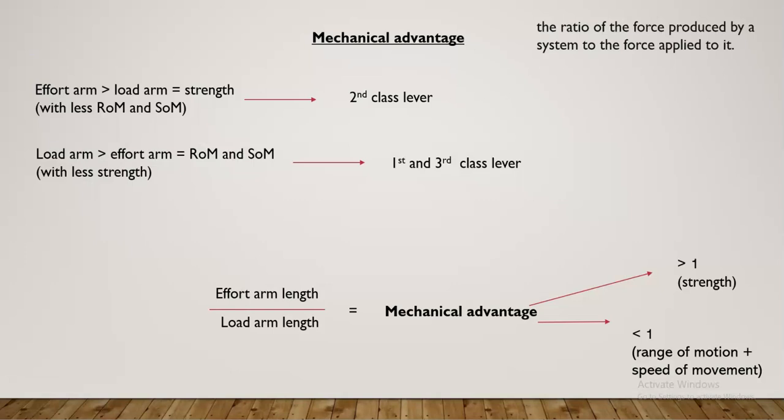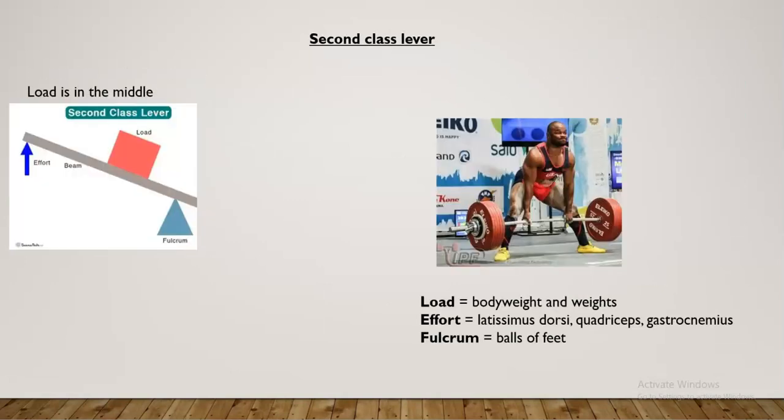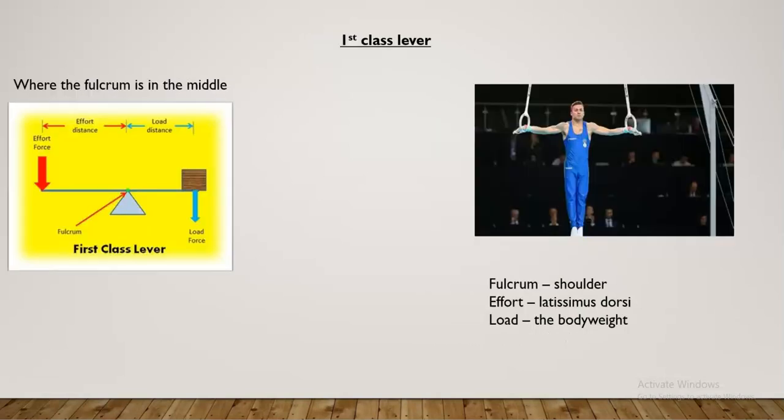Now we look at the equations for it and what levers would match up with which. If the effort arm is a greater distance than the load arm, this is probably primed towards strength, less of the range of movement and the speed of movement. So that's typically what a second class lever would be. We go back to our second class lever. We can take this example of a deadlift. It's much more strength based than either of these two.